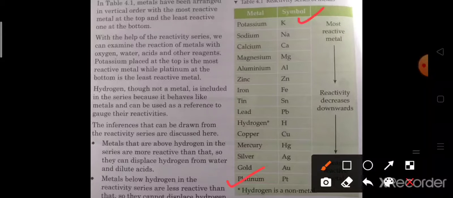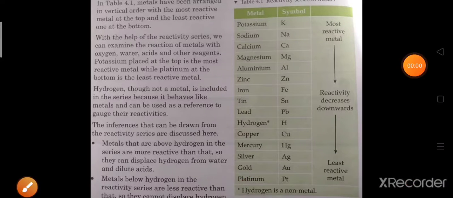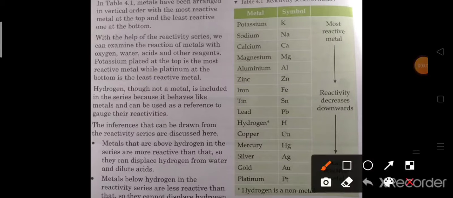Those placed at the top are very active, and those placed at the bottom are much less active. Now, hydrogen is placed in the activity series, though it is not a metal. Then why is it placed over here? Because it behaves like a metal and can be used as a reference to gauge their reactivity.